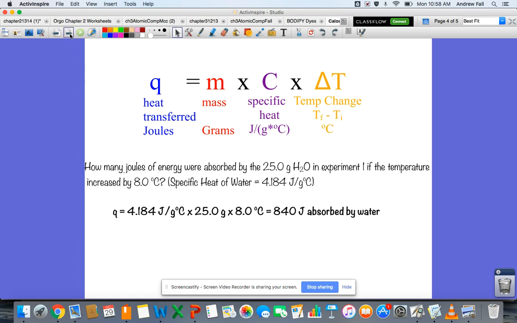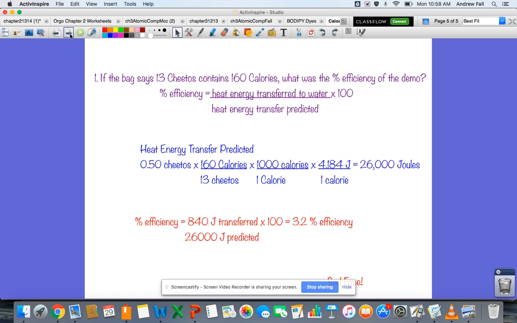If we're calculating the percent efficiency, what we first have to figure out is how much energy should have been transferred based on what the side of the bag says. So if we have half a Cheeto, and there's 160 Calories, big C calories, in 13 Cheetos, and there's 1,000 little c calories in a big C Calorie, and there's 4.184 joules per calorie, we see that we should ideally have been able to transfer 26,000 joules of energy from the Cheeto to the water.